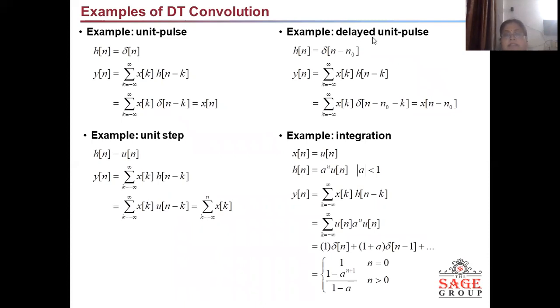Likewise, we have taken the example of the delayed unit impulse function. Here we have taken x[k] into h[n-k], and now this h[n] we have taken as the impulse. So we have put the value of h[n] as delta[n - n0 - k]. Now in this example, we have taken x[n] as u[n] and h[n] as a to the power n u[n], where the modulus of a is less than 1. So here we have multiplied the exponential pulse with the unit step function. We have taken y[n] and performed the mathematical convolution of the two signals.